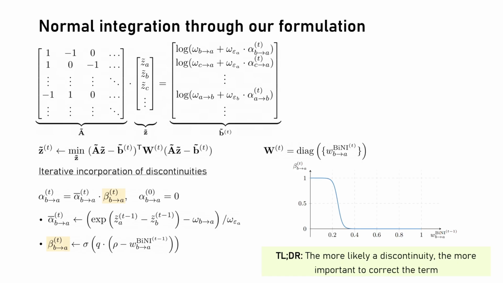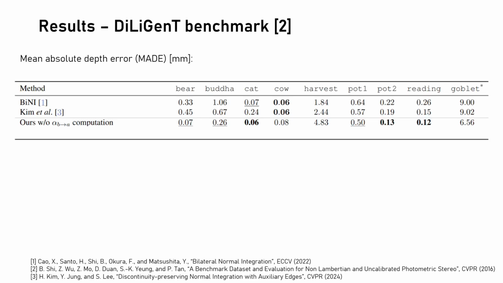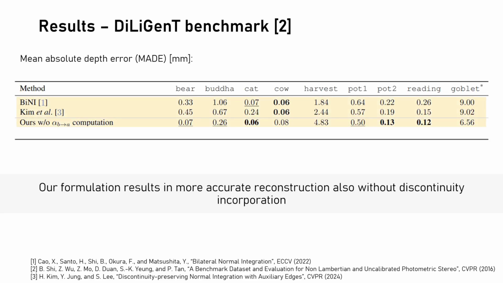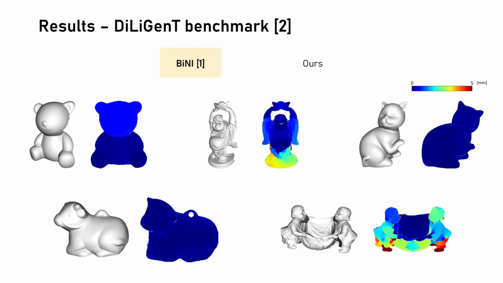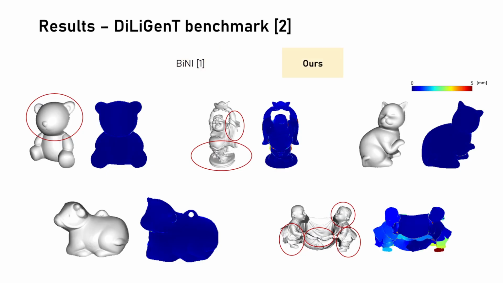We evaluate our method on the standard DiLiGenT benchmark. Our formulation results in more accurate reconstruction also without discontinuity incorporation. However, modeling discontinuities further improves results. Our method is effective particularly for objects that contain larger discontinuities, as can be seen in these visualizations. For each object, we show the output reconstruction on the left side and the mean average depth error on the right side.